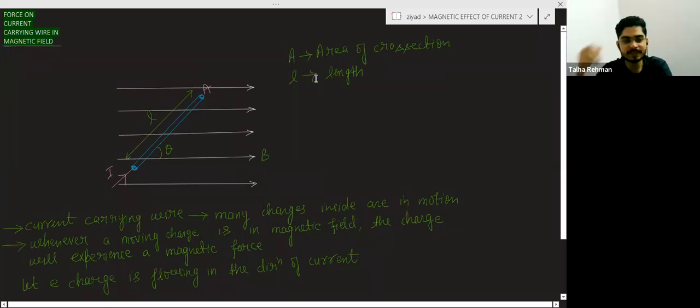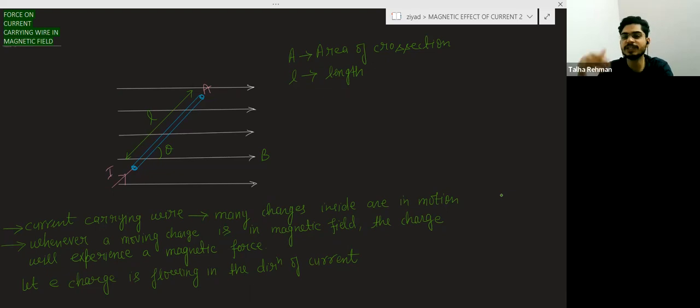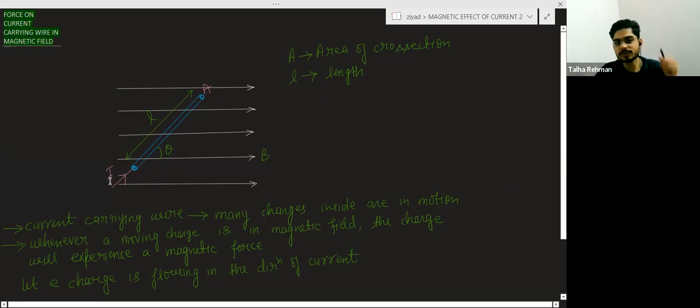So you can say that this current carrying wire has many charges inside, and these charges will be in motion. Like in drift velocity, we have studied that we have electrons in the conductor. When the current flows in the conductor or the wire, then what happens? The electrons start moving with the drift velocity. So here also there are electrons inside.